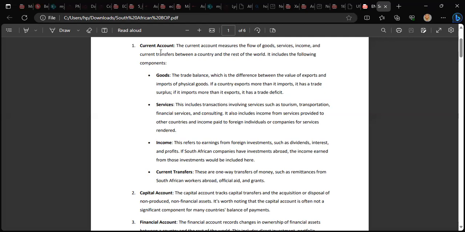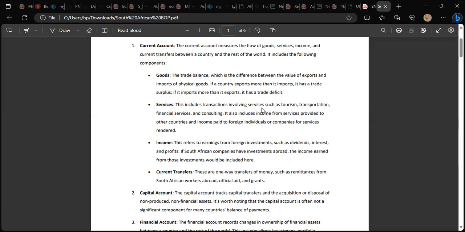That's the difference there. So you are merely looking at goods here, and I'm sure you know that most of the time we are not running a surplus. We are most of the time on a trade deficit. And then, of course, services. So these kinds of services are going to include tourism, financial services, and consulting, etc. Quite a number of things.